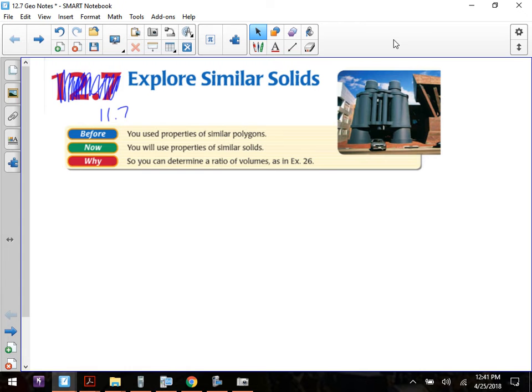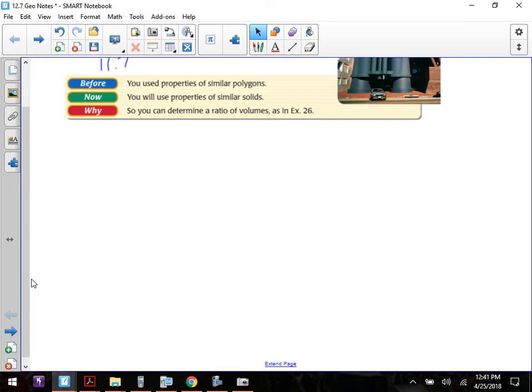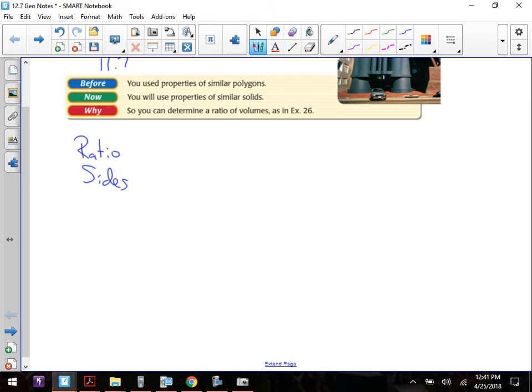What's happening here is that we're going to talk about ratios of sides, ratios of scale factor, and so on. So about a month ago, we talked about the ratio of sides of similar figures.